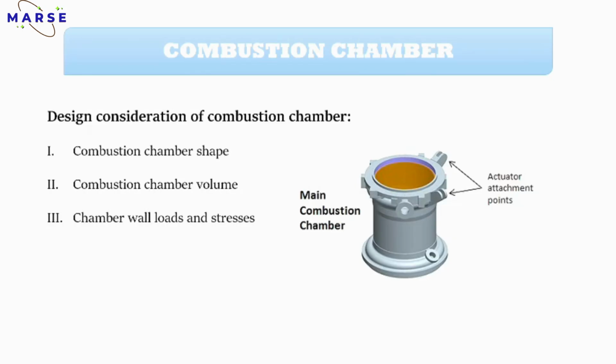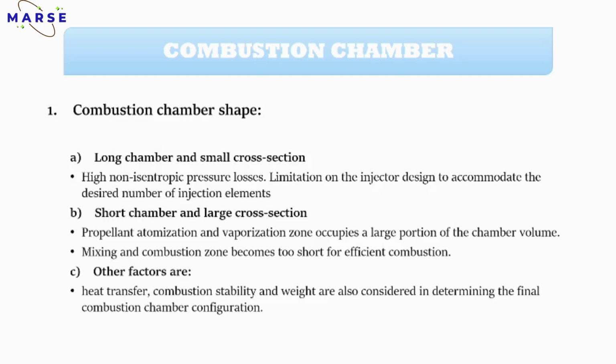The next one is the combustion chamber. There are certain parameters that we have to consider while designing. If you want to design any combustion chamber, you have to take care of three design parameters. First one is the shape of the combustion chamber. Second one is the volume of the combustion chamber, and next one is the load and stresses. Got it? So first we will see the shape.